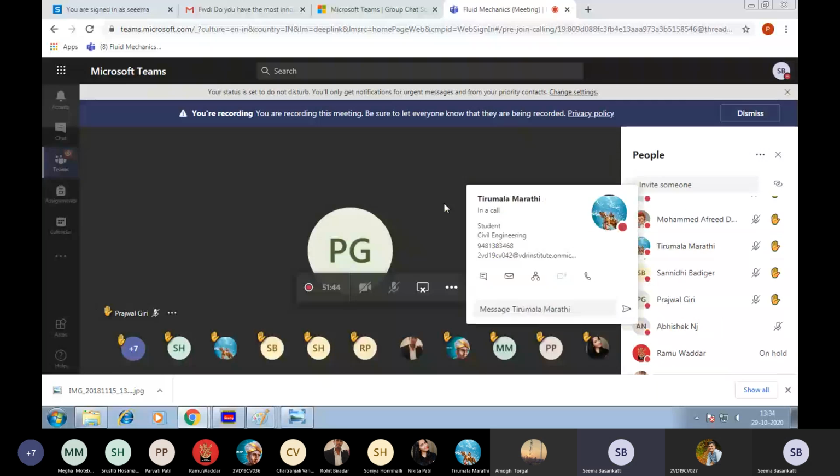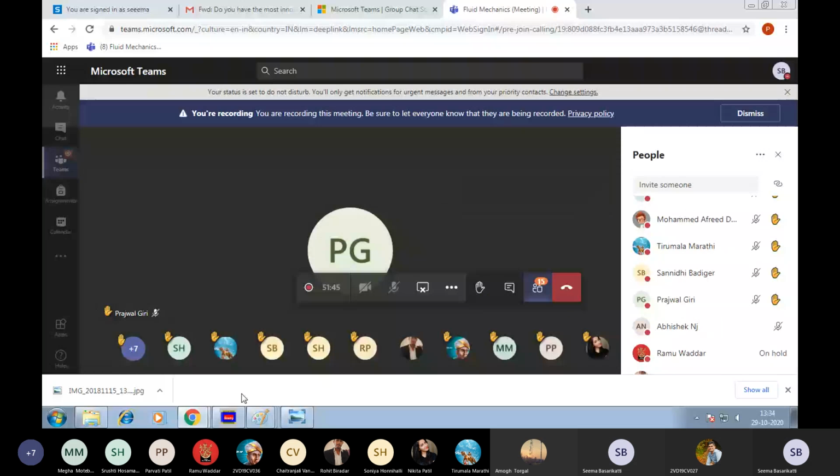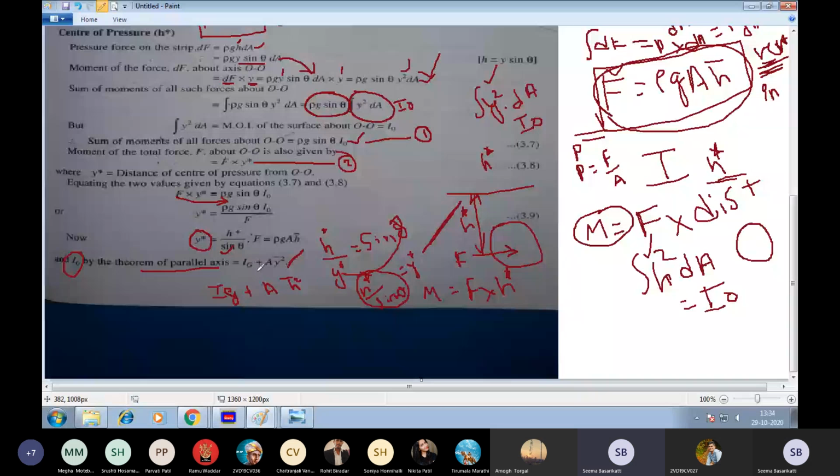Okay. So this was the equation for I naught for the inclined surface.